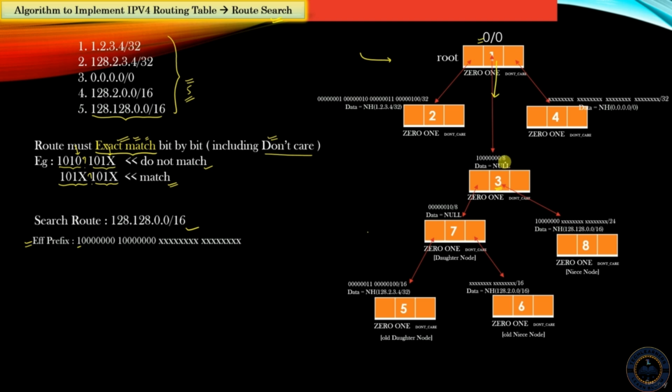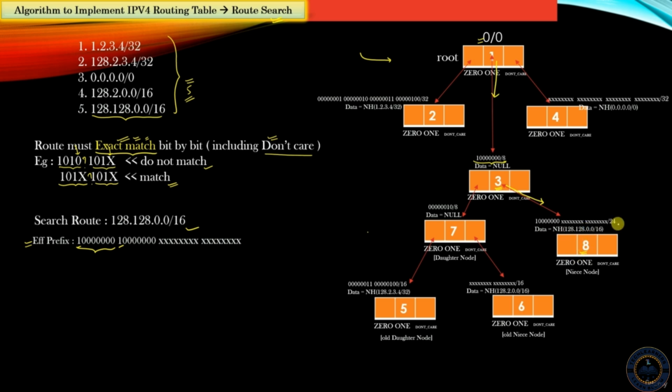Node number 3 has a prefix length 8, so I am going to compare the 8 bits of the effective prefix with the 8 bits of the effective prefix of node 3, and they exactly match. So if they exactly match, then I will continue to traverse the mtrie downwards. Now the next bit in the effective prefix is 1, so I will take the path along the 1th child of node 3 and I will land at node number 8.